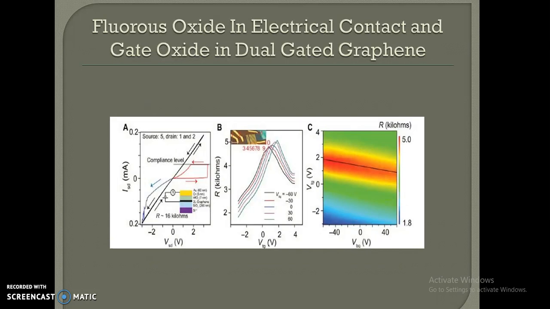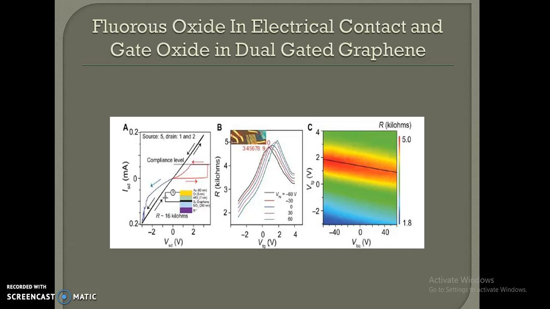Now, as you know, the hafnium oxide acts in electrical contact and as gate oxide in dual-gated graphene devices. This diagram shows the source to drain current and voltage that indicates the formation of a conductive filament in the oxide, which is shown in the red curve. Further, it reduced the resistance to the 10 kilo ohm level, which is shown by the blue and black curves.